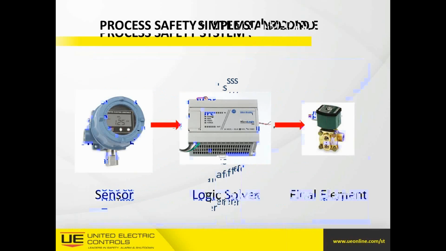So a simple example of what a SIS would look like. This is a safety instrumented system. It consists of three safety instrumented functions: a sensor to your left, a logic solver in the middle, and a final element at the end. Those are your three core pieces to what we're going to be talking about today.